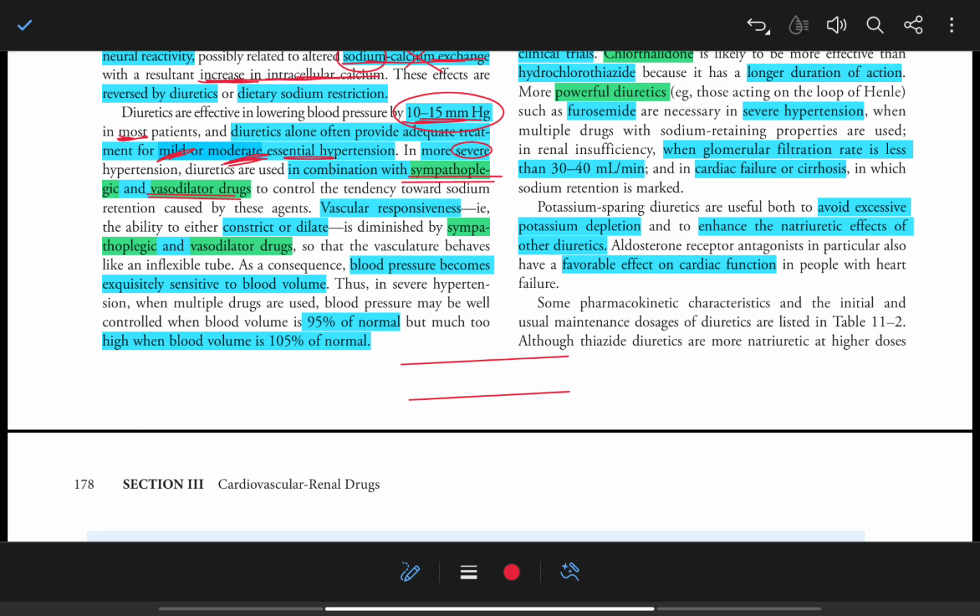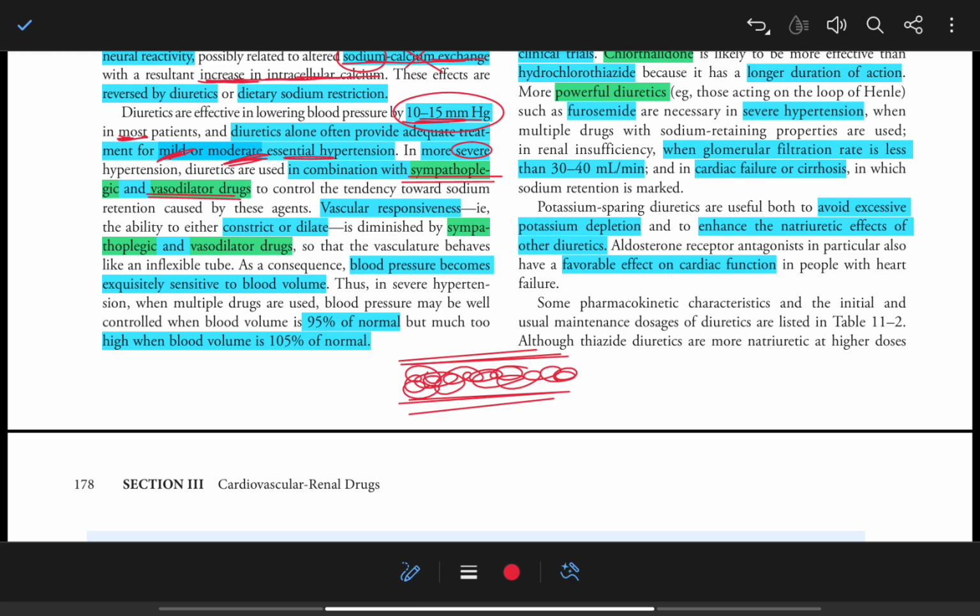So that flexibility of the blood vessel will not be there. One is preventing contraction, the other one is making it relax. So the vessel will just appear as an inflexible tube. And if you have that inflexible tube, the tube is left at the mercy of the amount of fluid inside. If the amount of fluid increases, the blood pressure will spike.